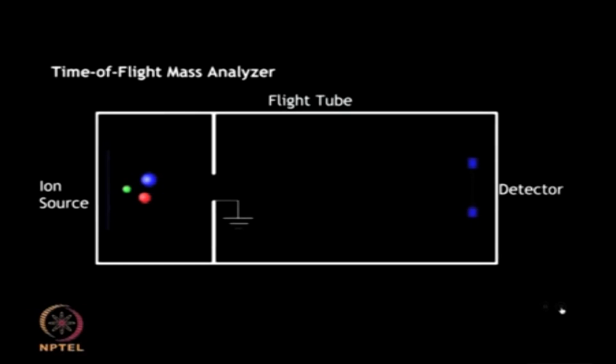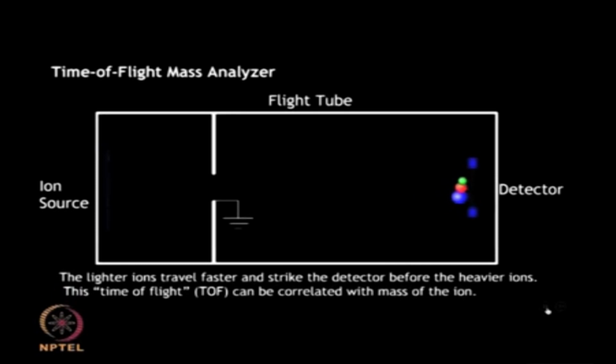In case of small molecules, this mode usually provides sufficient resolution. The generated ions are accelerated towards the detector, with the lighter ions travelling through the TOF tube faster than the heavier ions. So, the lighter ion travels faster and strikes the detector before the heavier ion reaches the detector.